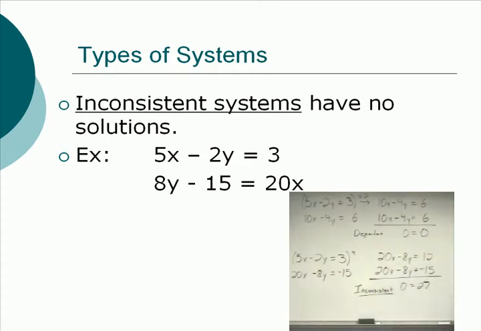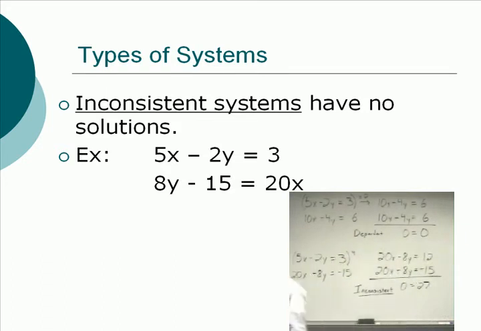That is to say, are there any x and y values that are going to satisfy both of these equations? It's not going to happen. Okay? In the previous example, every x and y that satisfied one would satisfy the other. There were a million solutions. Here, there are none.